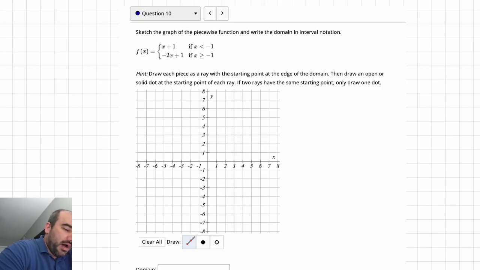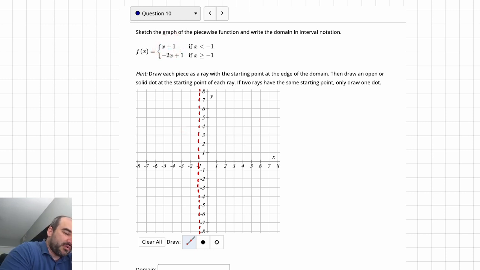Yeah, so the graph is going to split at -1, so I'll give myself a little guideline at x equals -1 with an invisible dashed line there. On the left side of that we're going to have one graph, on the right side of that we're going to have the other graph. This x is less than -1 is the left side of this line. So on the left side of this line, I'm going to graph x plus 1.